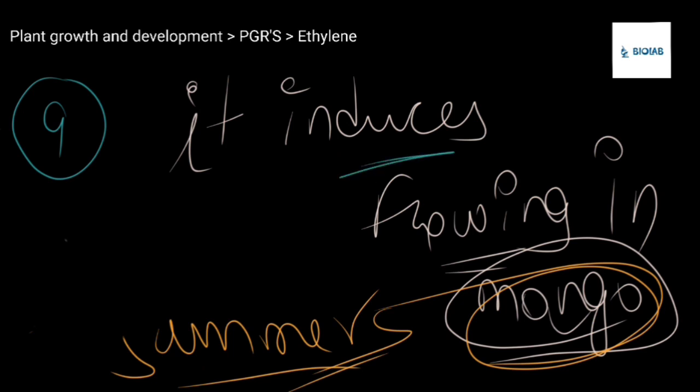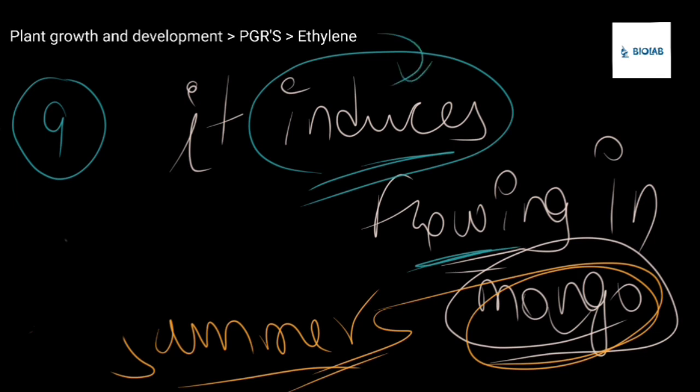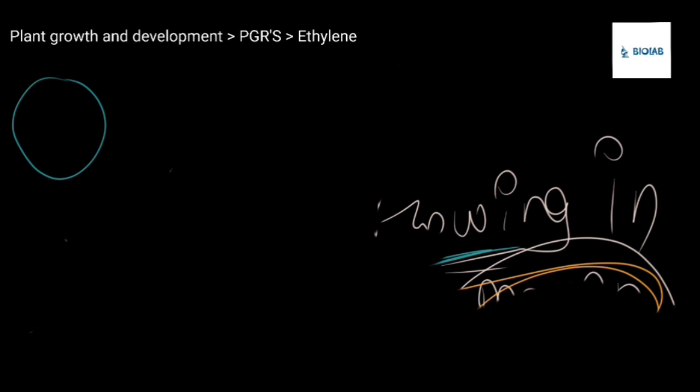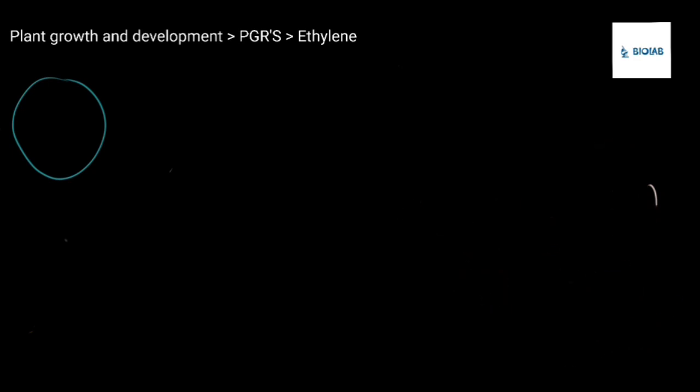It induces flowering in mango. In order to get your raw mango for the pickle which you put during summers, it should flower. That flowering is induced by ethylene. Without ethylene inducing flowering in mangoes, we would not eat our pickle on time. That is the 9th physiological function. Now let's move on to the 10th physiological function.